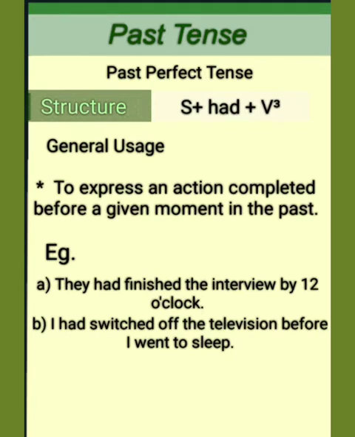So, the past perfect tense is used to express an action completed before a given moment in the past. So, this past moment may be indicated directly or by another past event. For example, they had finished the interview by 12 o'clock. Example number two, I had switched off the television before I went to sleep.